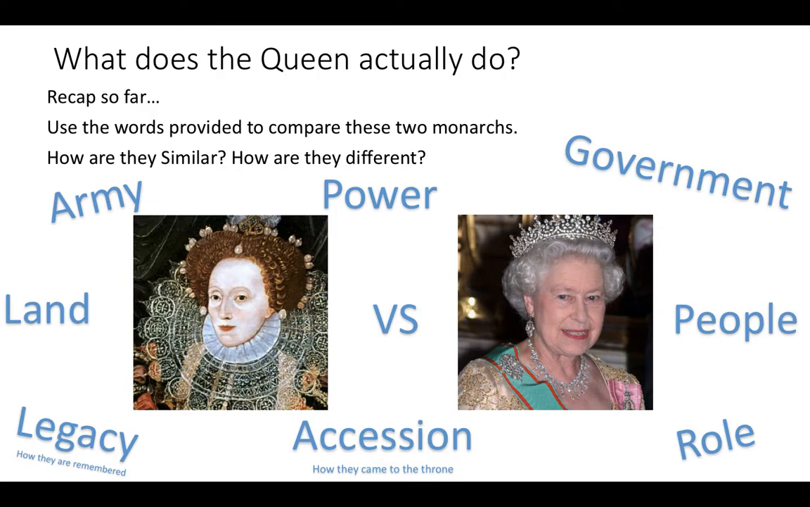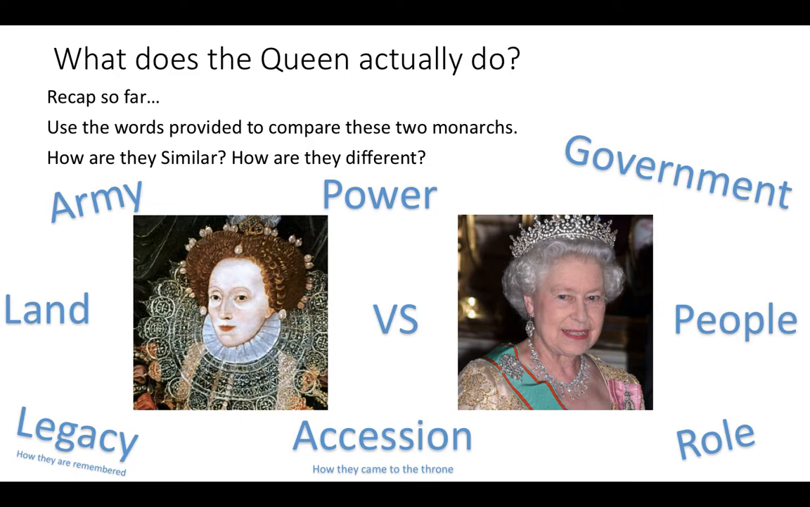Okay, so obviously these two Elizabeths are separated by a very long chunk of history. They're separated by 500 years or 400 years of history. In terms of land, both really control the same amount of land. Their accessions, both took the throne from their siblings previously. Elizabeth II took it from her father. Elizabeth I took it from her sister and her brother. They're both in control of large amounts of people. Their governments are very different.